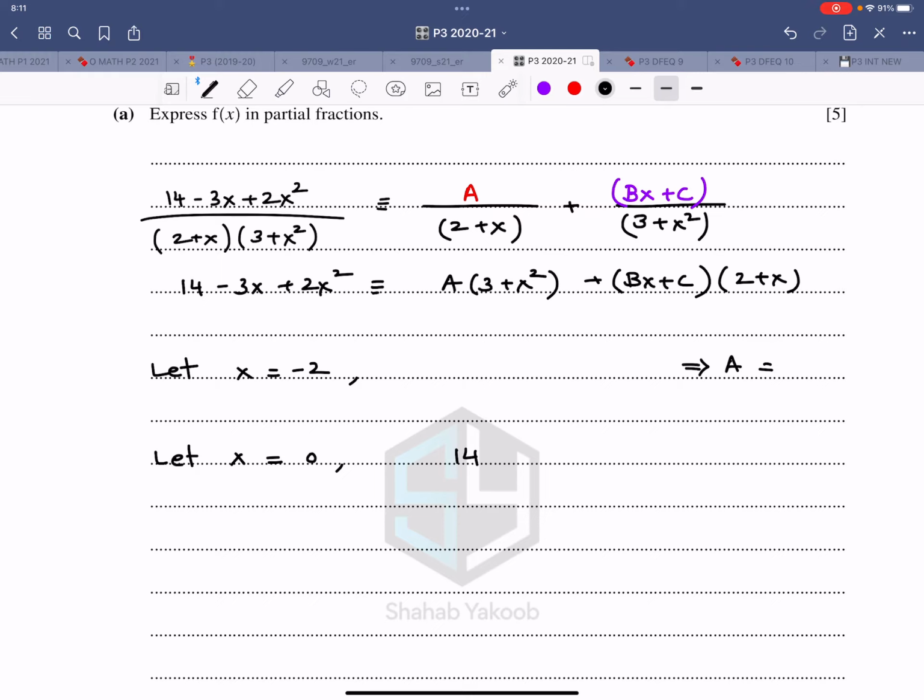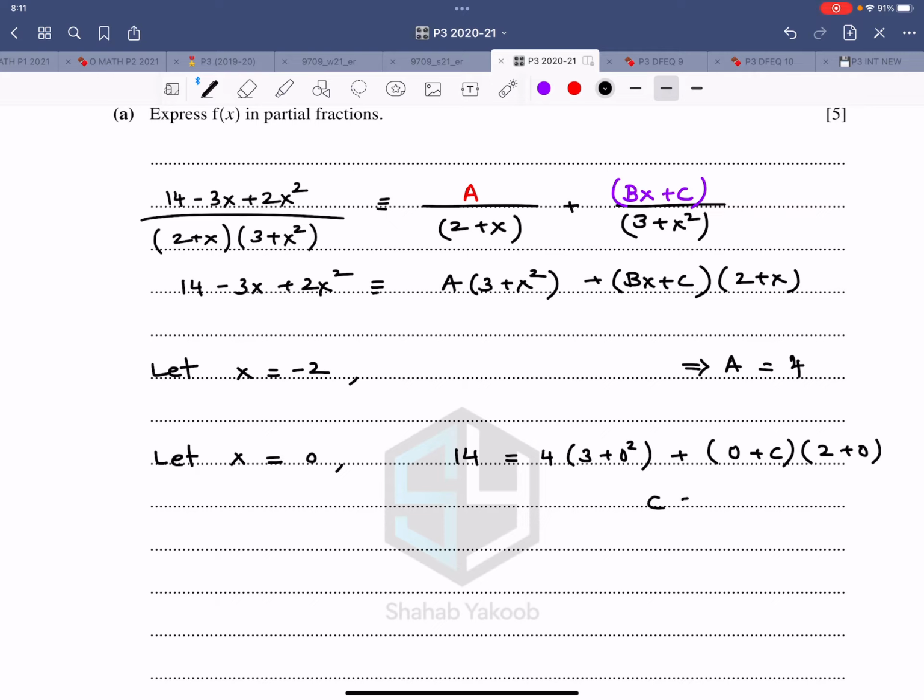So 14 is equal to 4 multiplied with 3 plus 0 square, and bx plus c, that is 0 plus c, multiplied with 2 plus 0. Correct? So 14 minus 12, that's 2. 2 is equal to 2c. Let me double check. 4 3s are 12. And this is 14 on the left. So therefore, when you find the value of c, the value of c comes out to be 1.